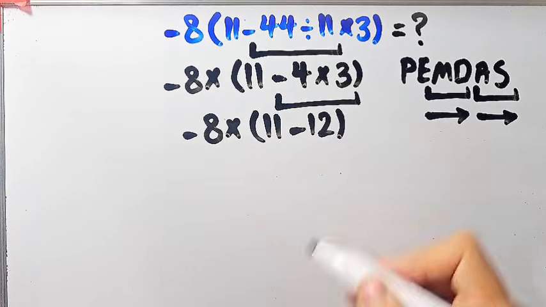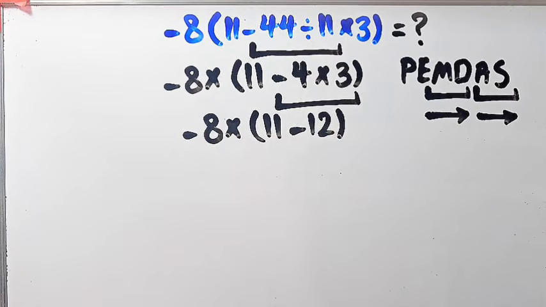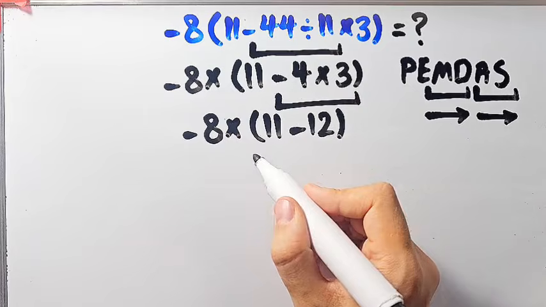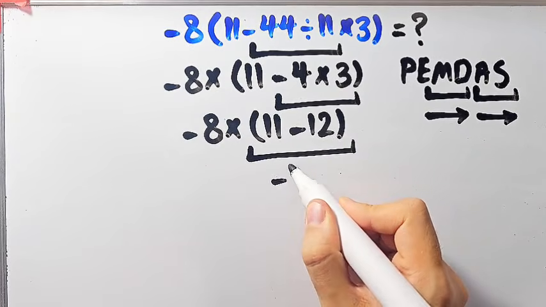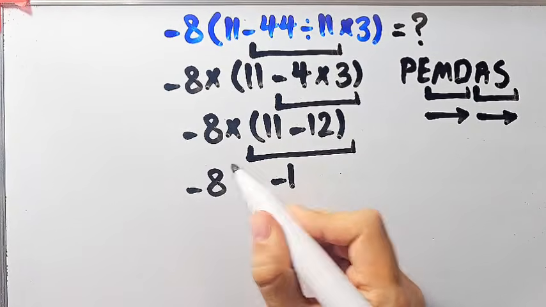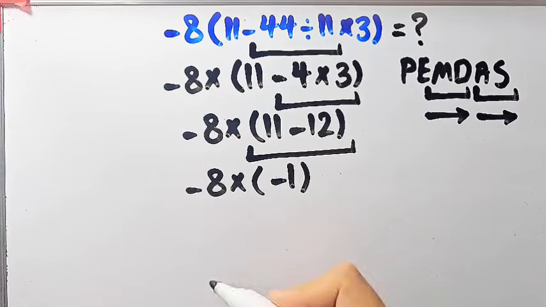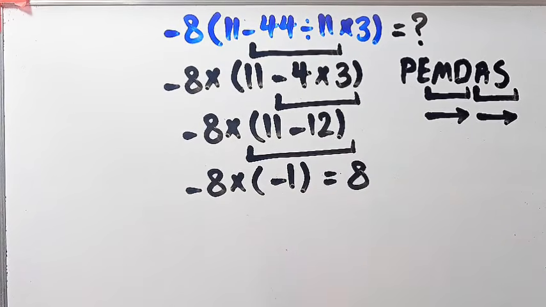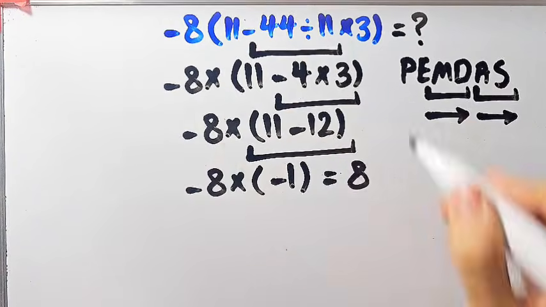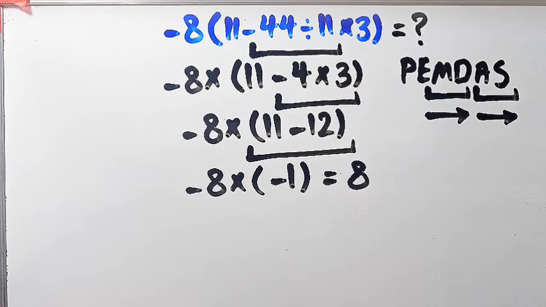We have multiplication, parentheses, and subtraction. In this step, we simplify these parentheses. 11 minus 12 equals negative 1. Now the question is negative 8 times negative 1. Negative 8 times negative 1 equals 8. The final answer of this question equals 8.